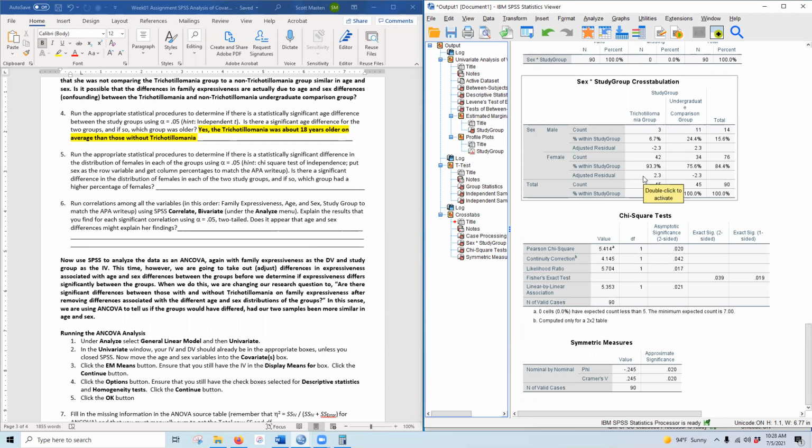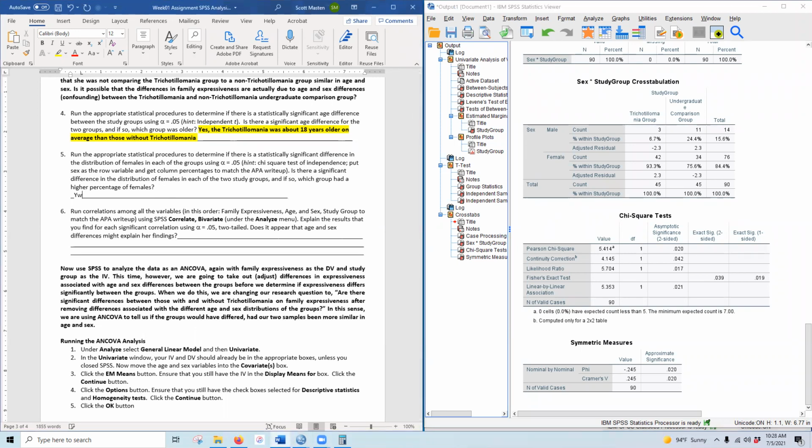So let's see. We've got 93.3% of the trichotillomania group was female. That was 42 out of the 45. 75.6% of the undergraduate group was female. That is 34 of 45. So the chi-square significance is telling you these two numbers are definitely different. There's way more women in the trichotillomania group than the undergrad group. So okay, that's bad. So let's write that up here. There's a significant difference. The research group had a higher percentage of females. Yes.